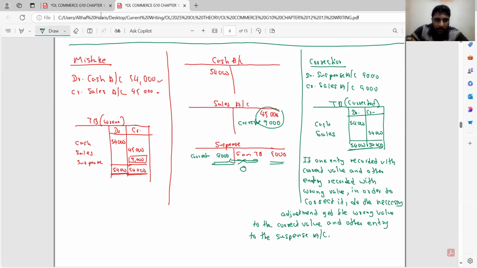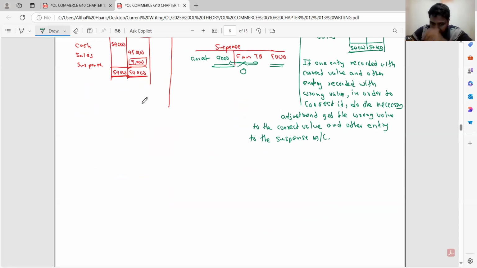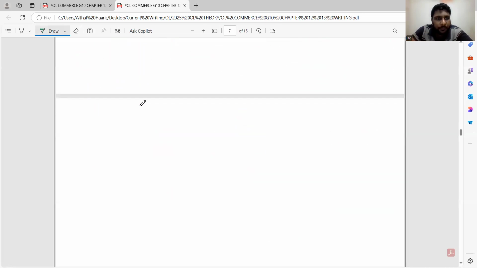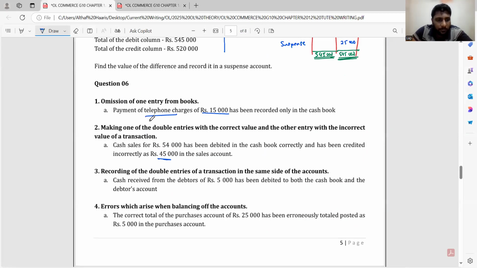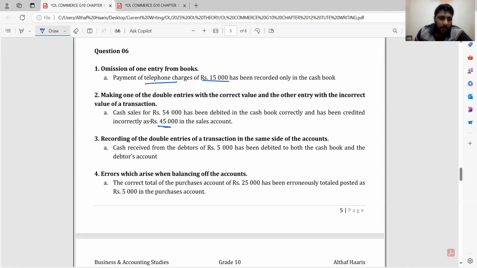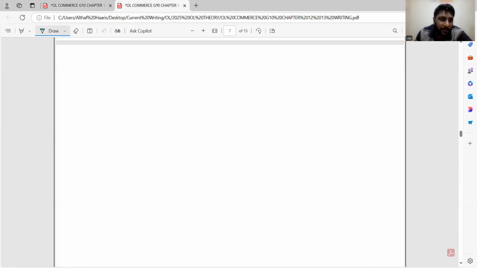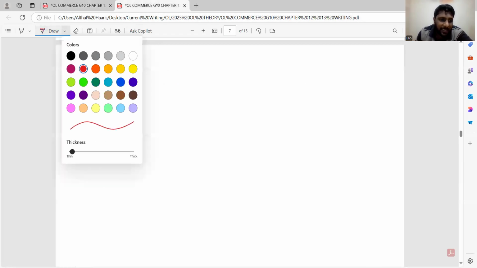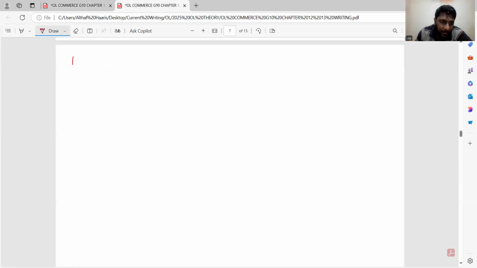Okay. Now let's move to the next one. Recording the double entries of a transaction in the same side of the accounts. So let's get that understanding from this particular adjustment. Let's see what's the mistake that you have done.